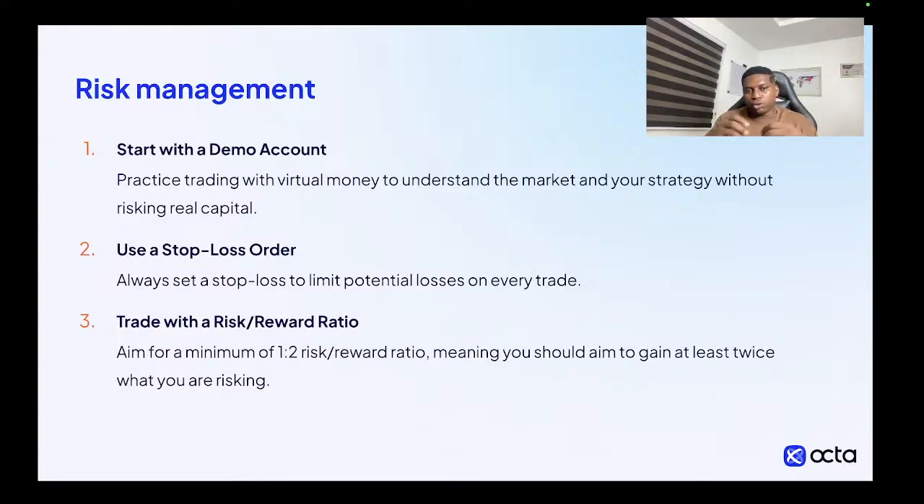Two, use a stop loss order. Always set a stop loss to limit potential losses on every trade. Three, trade with a risk to reward ratio. Aim for a minimum of 1:2 risk to reward ratio, meaning you should aim to gain at least twice what you are risking. This is very, very important.